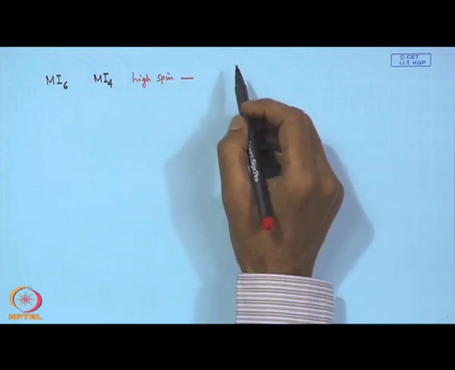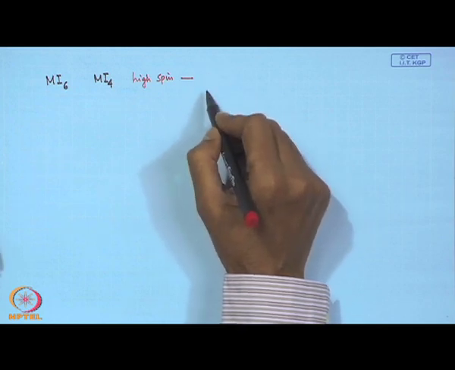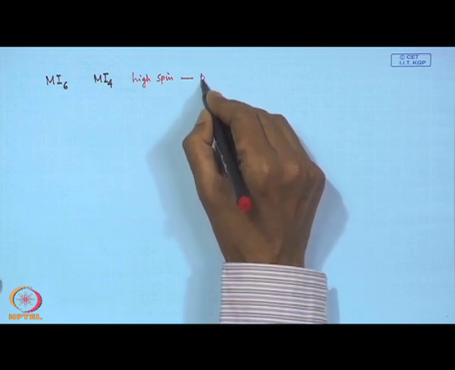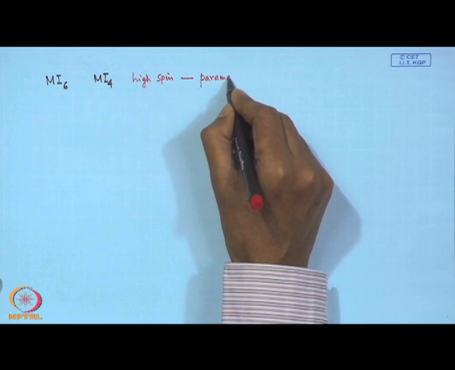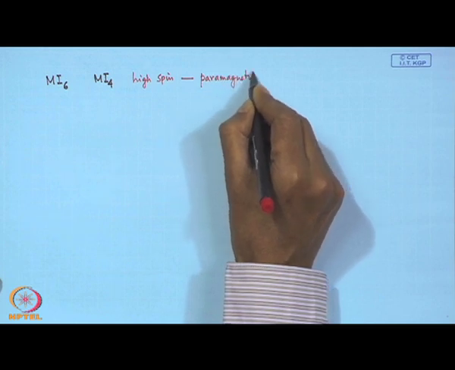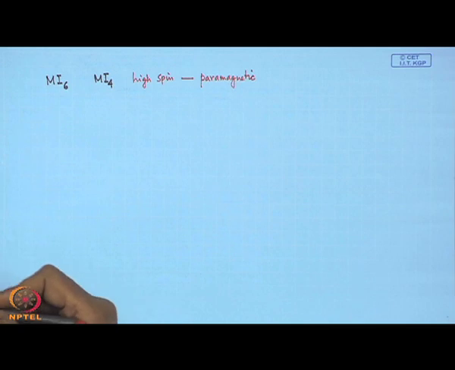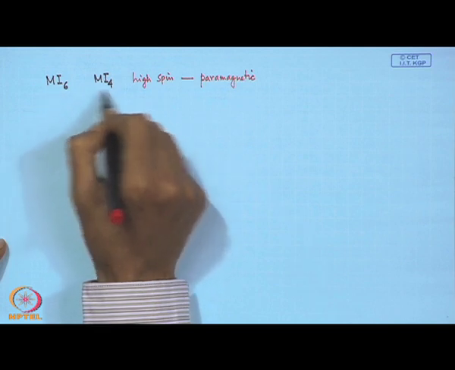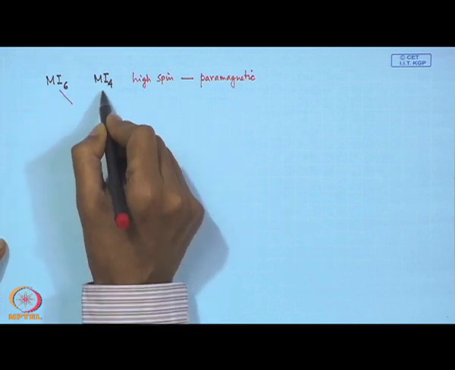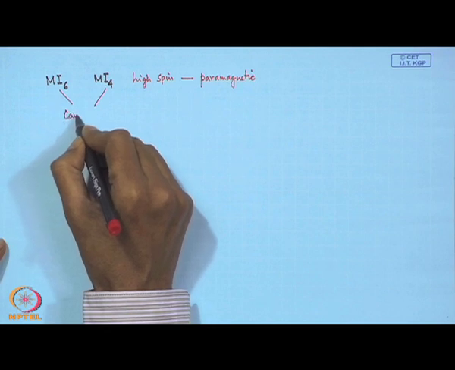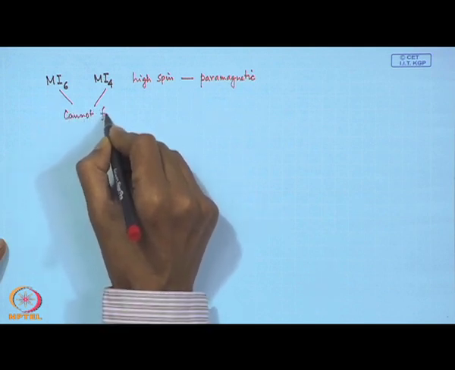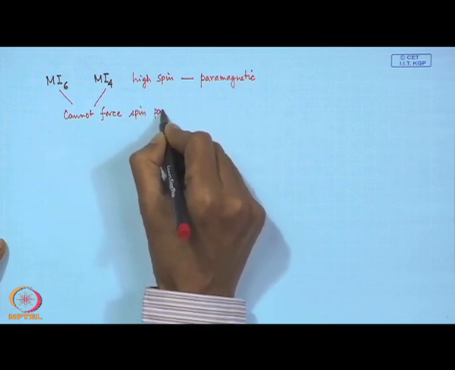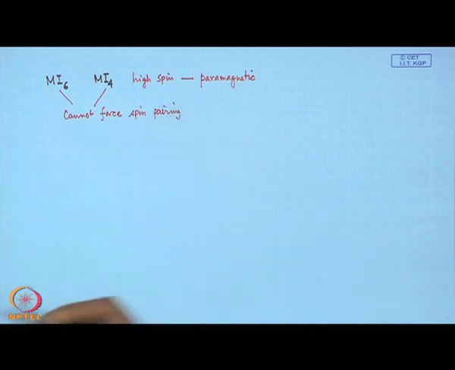Since it is high spin, we have a large number of free spins present in the complex, and that is why the compounds would be paramagnetic. Since free spins are available, the I minus ligands, the iodide ligands, cannot force spin pairing. So, this I and this I cannot force spin pairing.